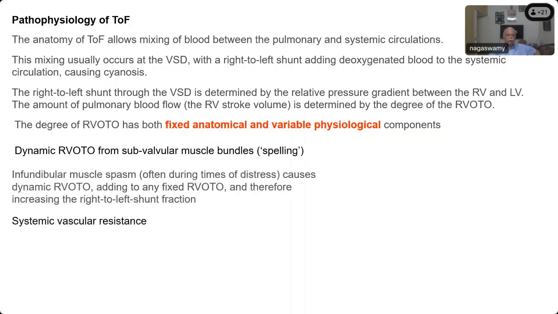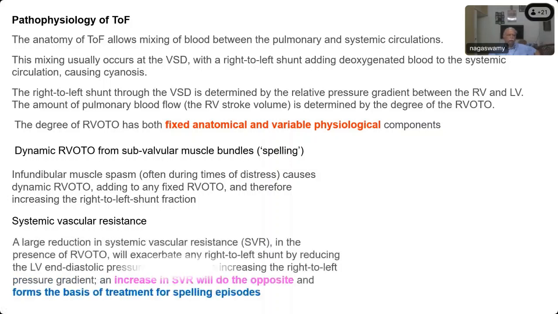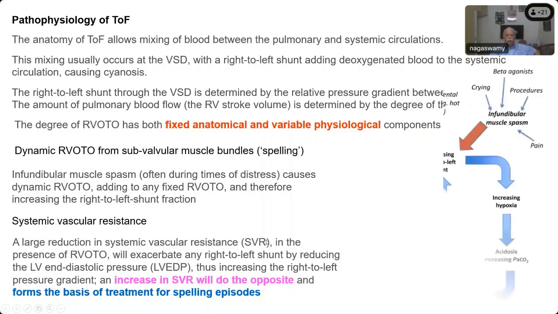The subvalvular muscle bundles swelling can cause the hypercyanotic spells. The systemic vascular resistance is a very important thing to reduce the quantum of blood flow from the right heart to the left heart. If you are able to maintain or increase SVR, it will prevent the blood flow from the right side. This is the basis of treatment of a spell episode, because you either squat to increase the SVR or you give phenylephrine to increase the SVR.